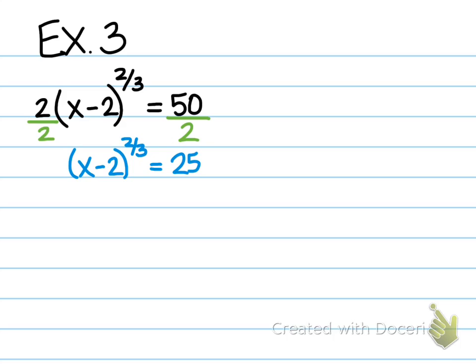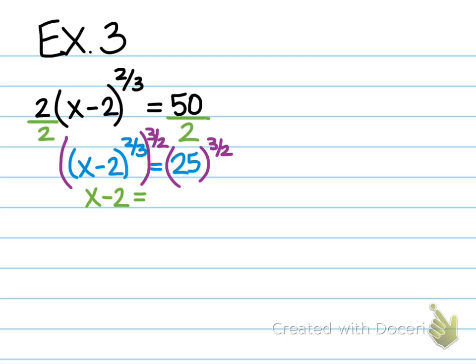Okay, so the opposite of the 2/3 power is going to be the 3/2 power. So you just take the reciprocal. So I'm going to raise the left to the 3/2 power and the right to the 3/2 power. Well, on the left-hand side, 2/3 times 3/2 is going to cancel, and that will leave me with x minus 2.